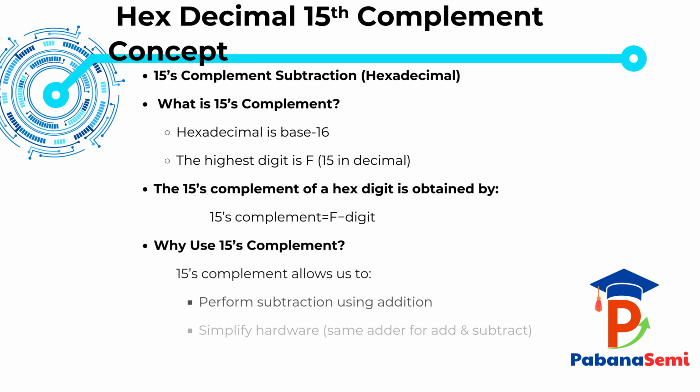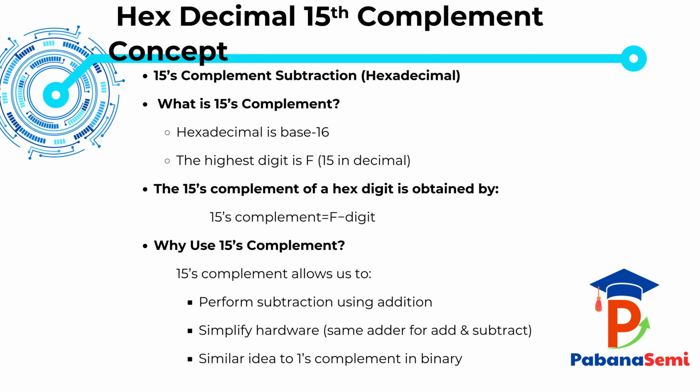Now, let's understand 15's complement subtraction. This method is used in hexadecimal arithmetic. Hexadecimal is a base 16 number system. The highest hexadecimal digit is f, which represents 15 in decimal. The 15's complement of a hexadecimal digit is obtained by subtracting the digit from f. In other words, 15's complement equals f minus the digit. This operation flips the hexadecimal digit to its complementary value, similar to how 1's complement works in binary.